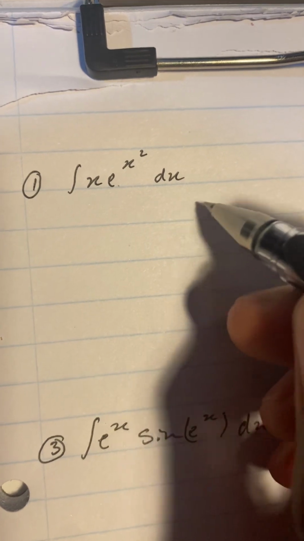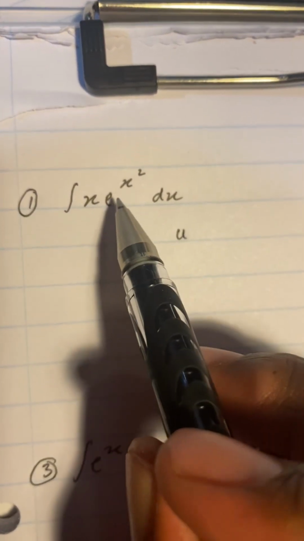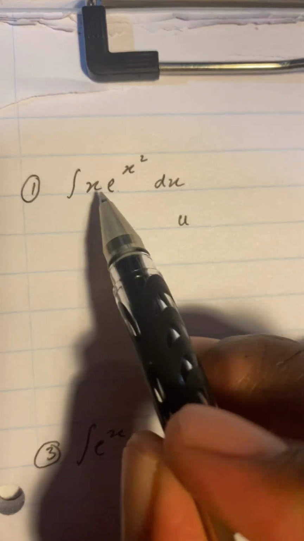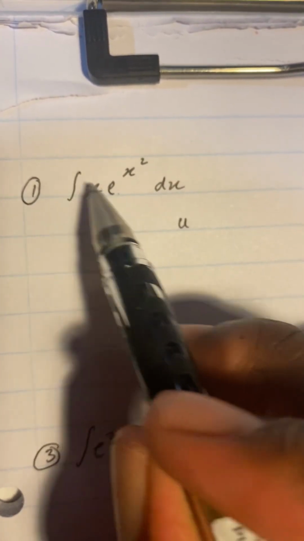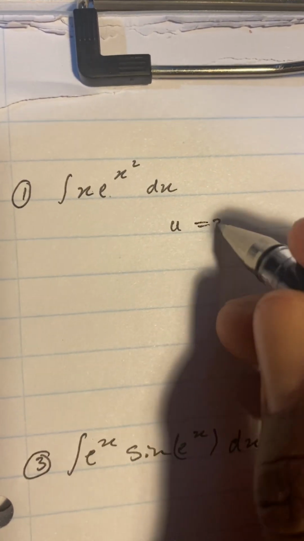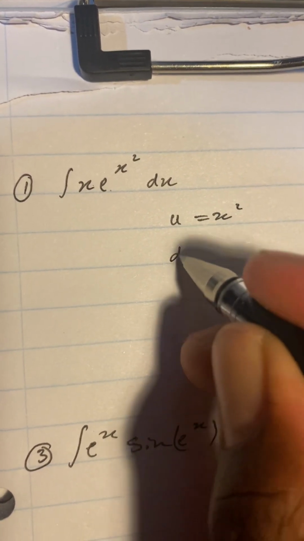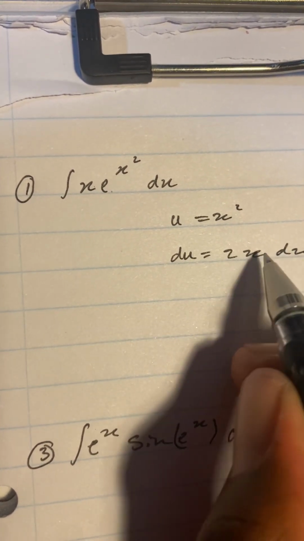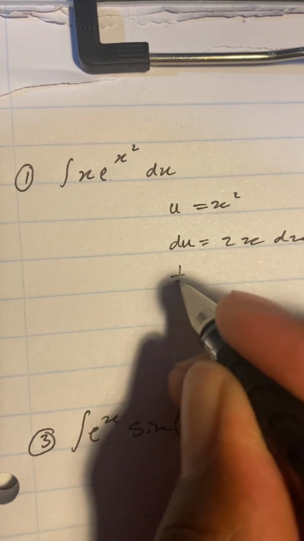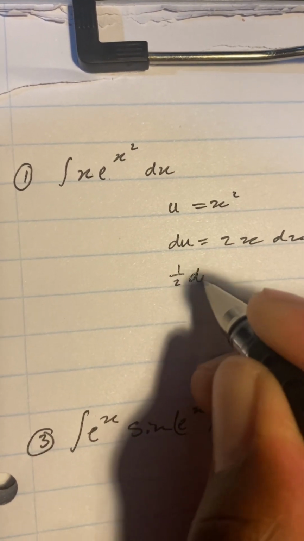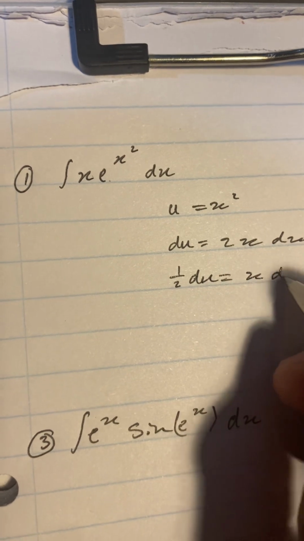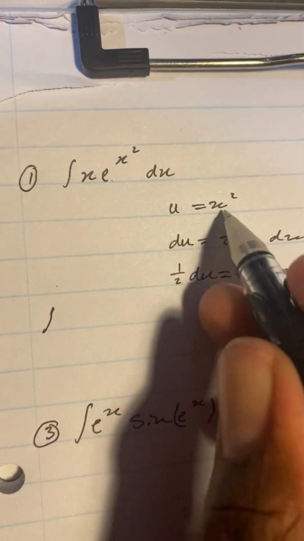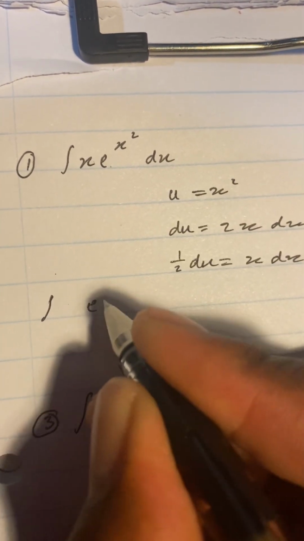On this first one, note that in the exponent of e there is x to the power of 2. If you differentiate x to the power of 2, it gives you 2x, and then the 2 you take out. So u is x to the power of 2, and du equals 2x dx. To make this the subject, 1 over 2 du equals x dx. And now you have an integral of e to the power of u.